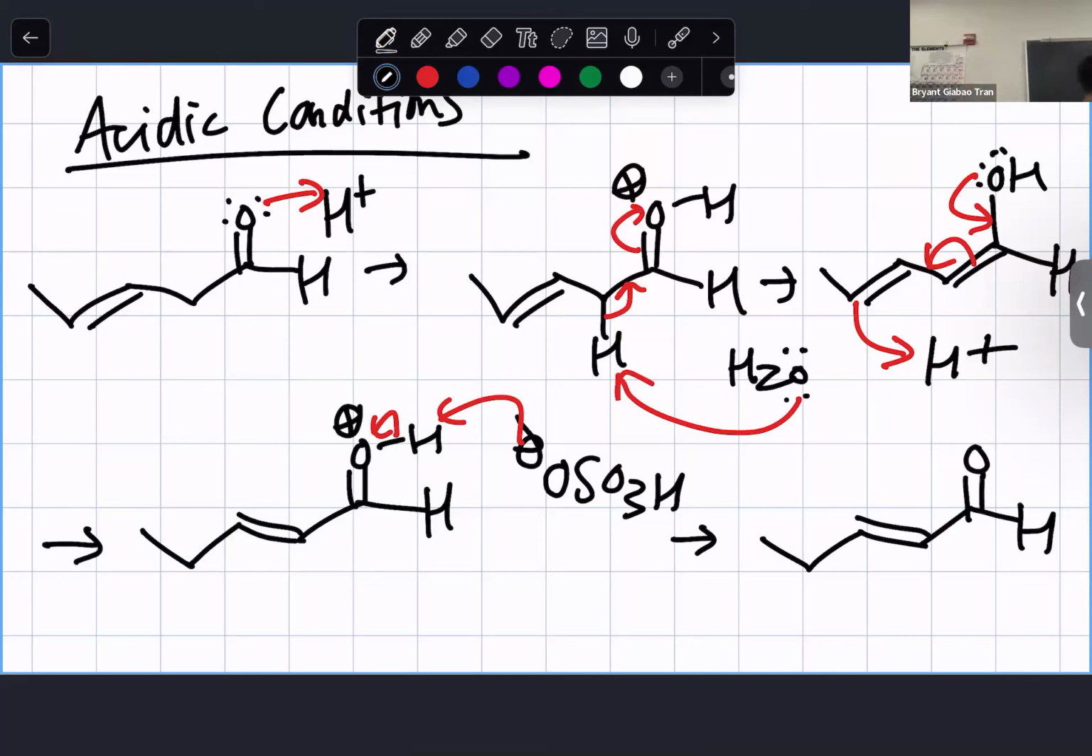The reason why this conjugated system is more stable than this conjugated system is because when we do resonance, the negative charge prefers to be on an oxygen rather than a carbon, right? Because oxygen is more electronegative than carbon, making the oxygen have a better time holding the negative charge.